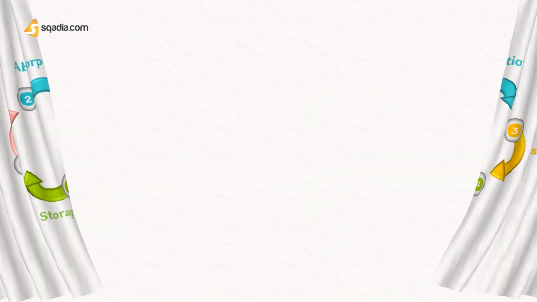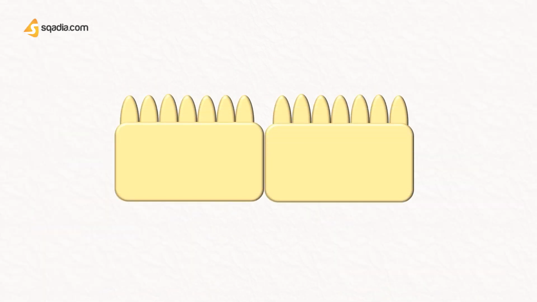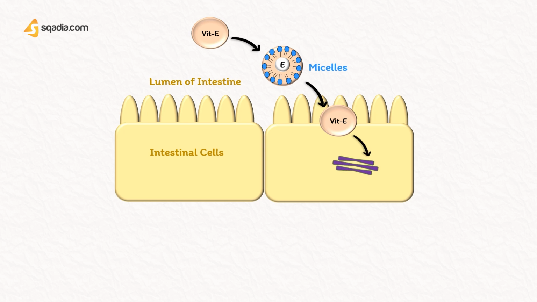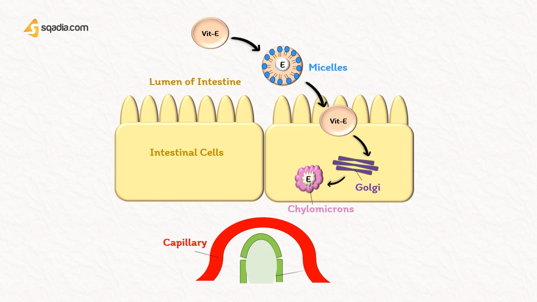Let's have a look over the whole process to summarize. So let's begin. Lumen of intestine is enriched with bile and pancreatic secretions, which convert vitamin E into micelles. So they get permitted to enter inside intestinal cells. And inside the cells, vitamin E is packed in another form as chylomicrons by Golgi apparatus. These chylomicrons then leak into the lymphatic system.